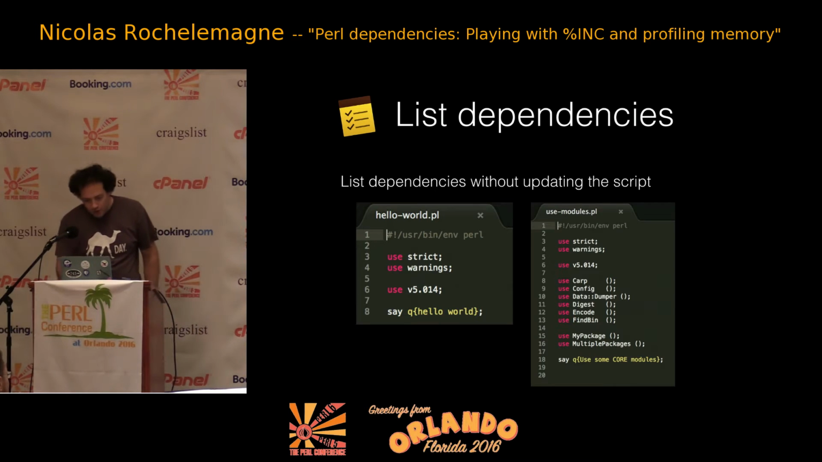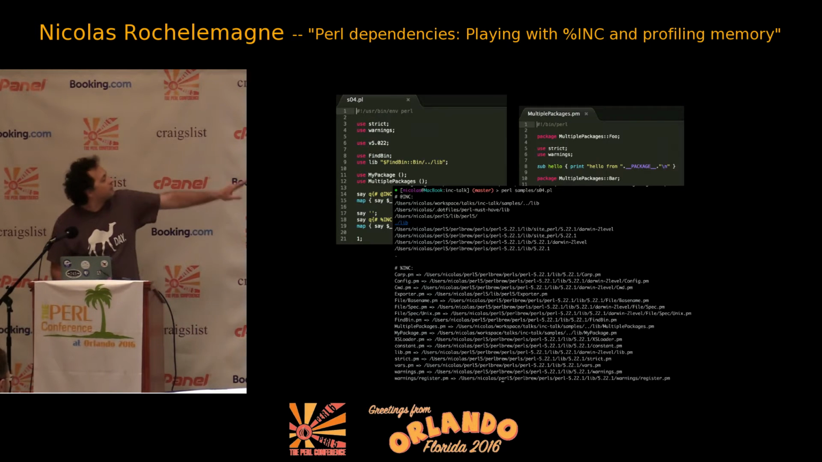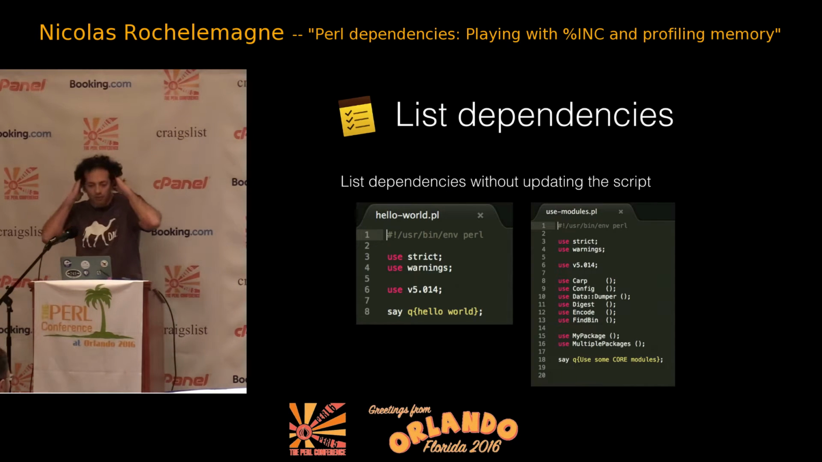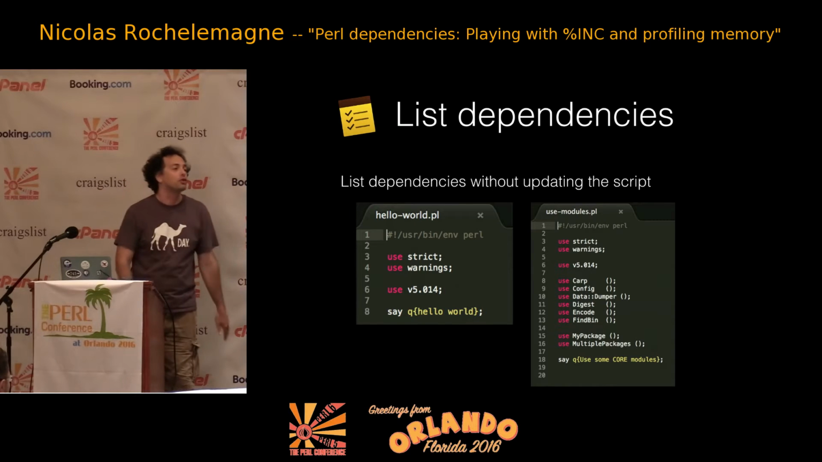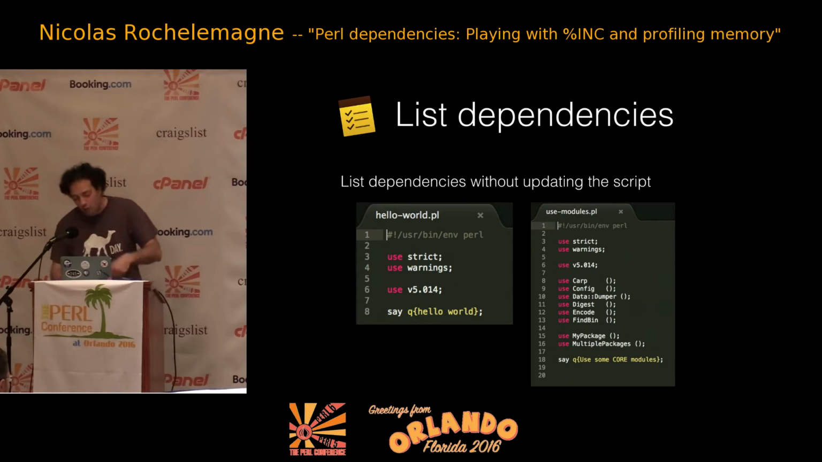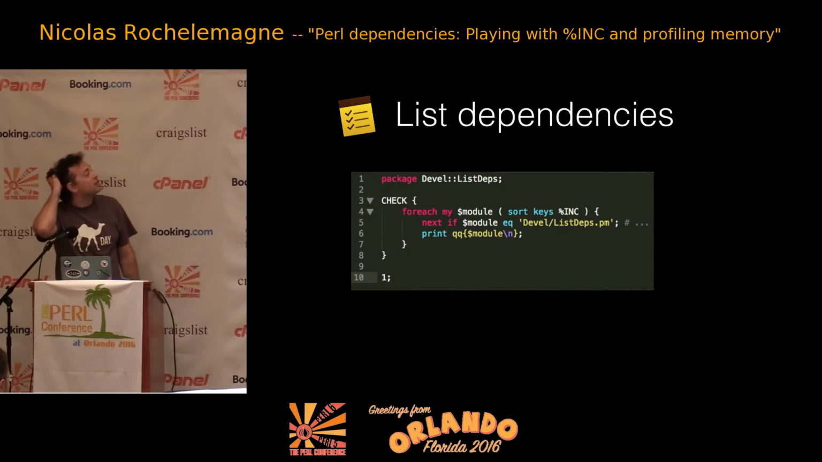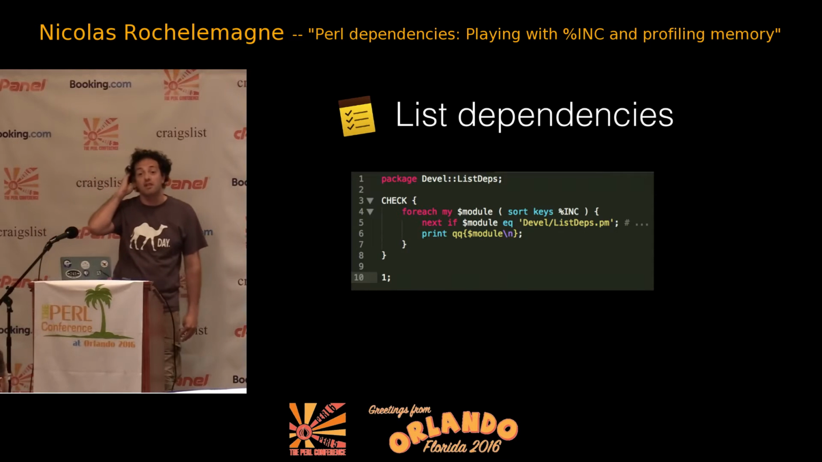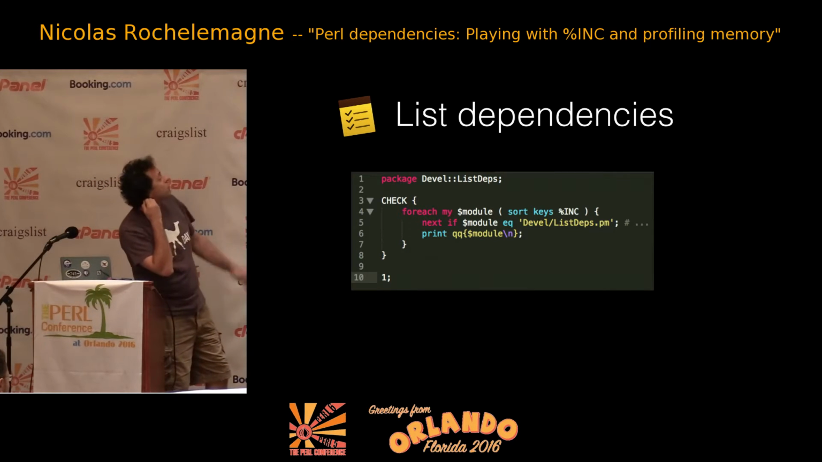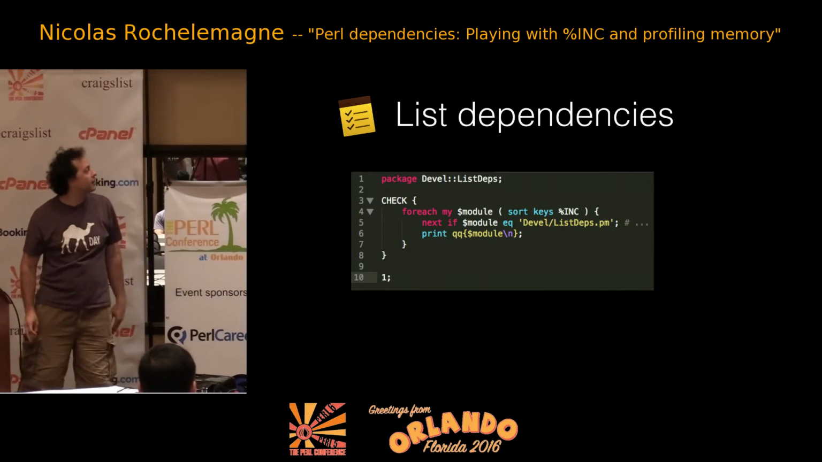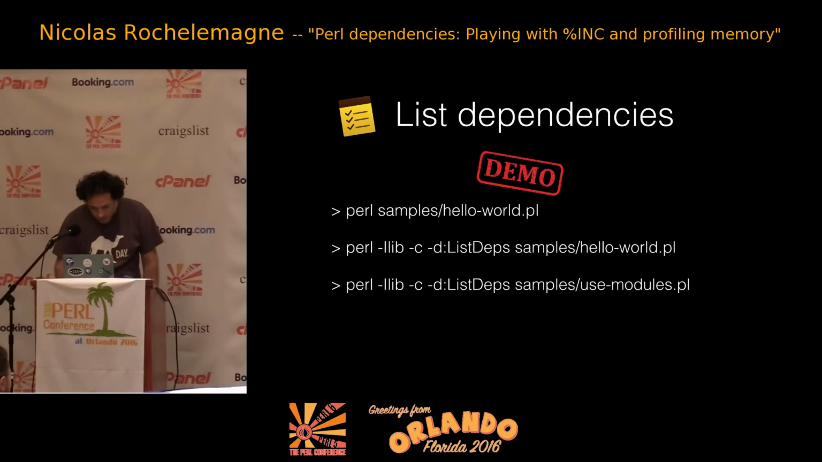So how can we use this to list dependencies, for example, from this program or any others? One of the goals would be to list the dependencies without updating the original source code. I don't want to update the source code, and I want to list the dependencies. So here's a simple idea. Let's do that inside a CHECK block that I can run using perl -c. I'm blacklisting myself: if it's me, don't care, don't display it, and then display. Let's have a look.